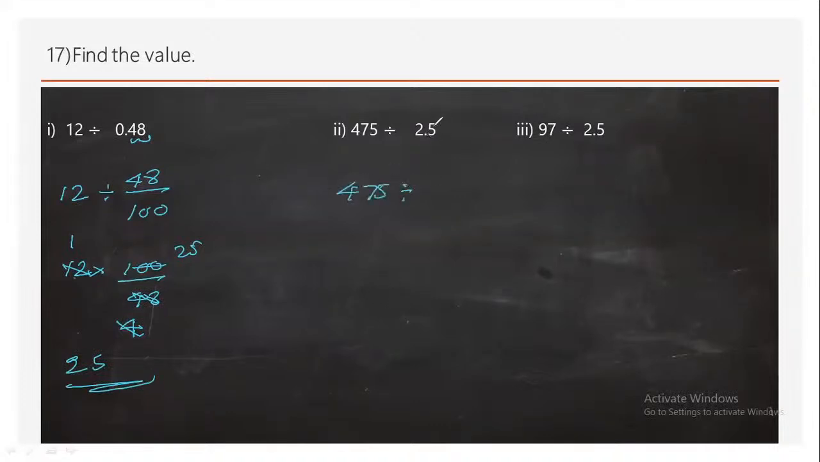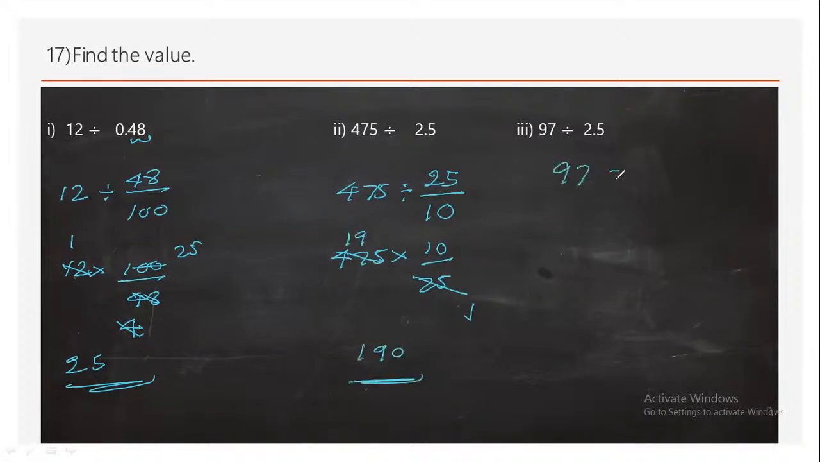Then 4.75 divided by 0.25. This one contains 2 decimal places, so 25 over the denominator 100. 475 into 100 over 25. How many 25s are in 100? 4. In 400 there are 4 times 4, 16, and in 75 there are 3, altogether 19 are here, right? Then 19 into 10, 190.